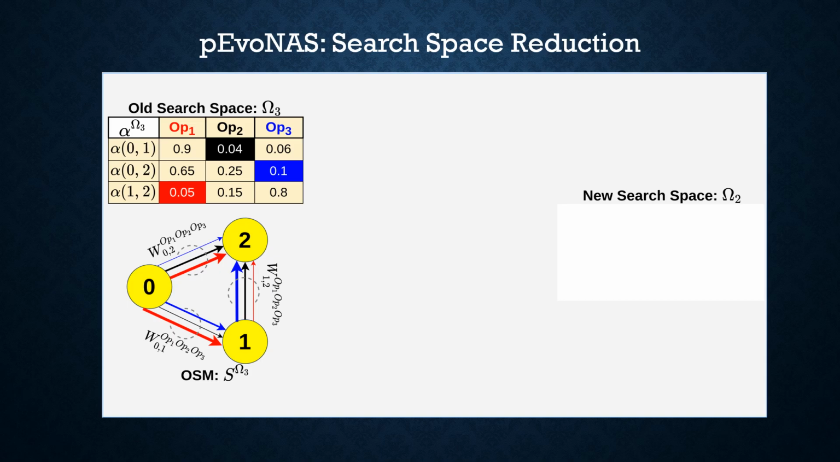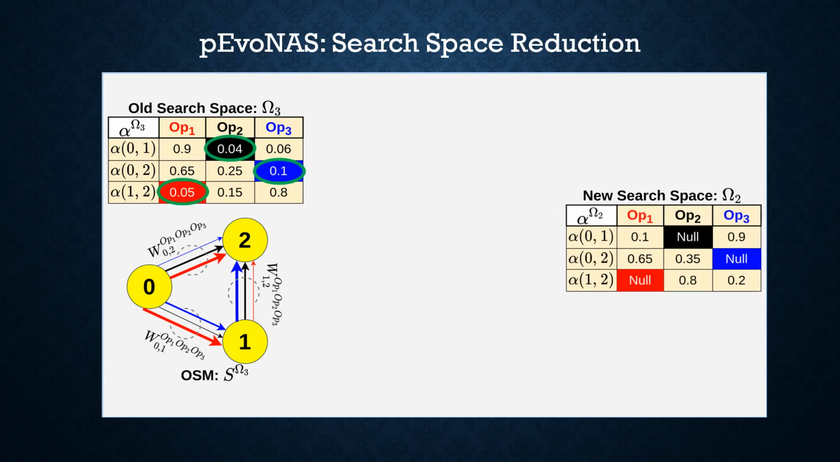So how would we perform the search space reduction? For better visualization, let's say we want to reduce the search space from 3 operations to 2 operations. The way to do it would be to remove the operations with the lowest weight in each row as shown in the figure here.